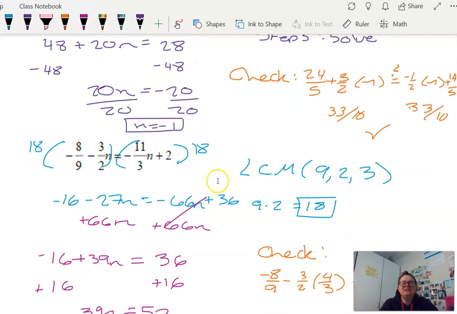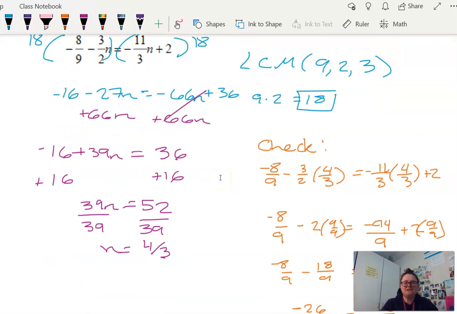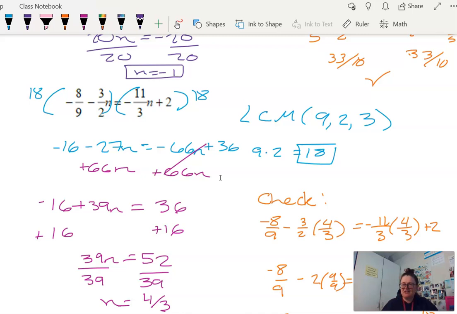So that is solving equations with fractions. The trick is getting rid of that denominator so that now we don't have a nasty fraction. We just have a regular multi-step equation. And then for checking. So there we go.